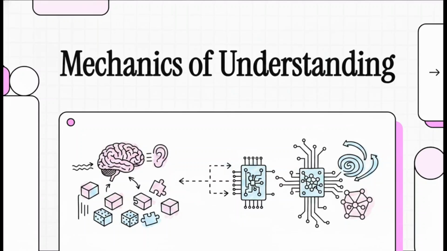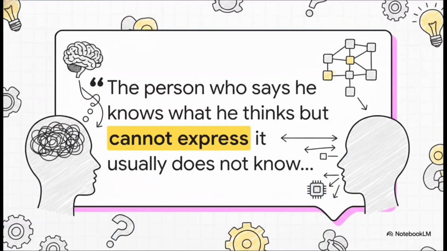Let's get into it. I want to kick things off with this fantastic quote from the philosopher Mortimer Adler. He essentially pointed out that if you say, you know what you think, but you just can't quite express it, well, you probably don't actually know what you think. It really hits the nail on the head regarding a fundamental truth about human cognition. True understanding absolutely requires the ability to express complex ideas simply. Basically, if you're hiding behind a wall of jargon, you haven't mastered the concept yet.